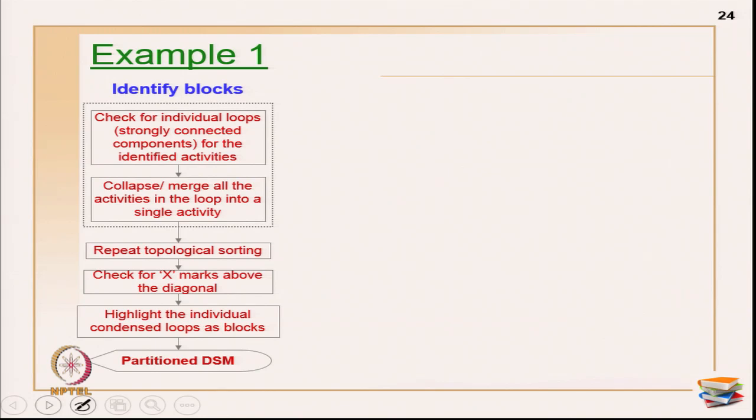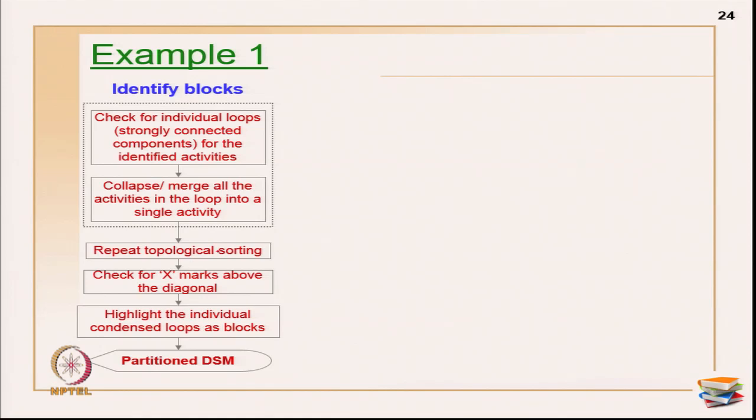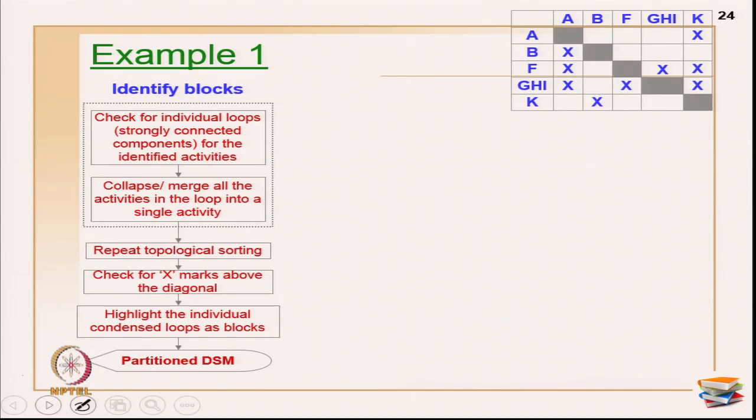So, what you have to do after this? Once you identified the loops, you got a smaller block within the bigger group, and what you have to do is you have to again do the topological sorting. So, which is what I have written here. Merge them into single activity, then repeat the topological sorting, then check for the X marks above the diagonal. Topological sorting generally talks about that only. Identify, highlight the condensed loops as blocks if there is nothing else available. Okay. Now, this also goes on in cycle. Let me show you with the example, then you will understand better.